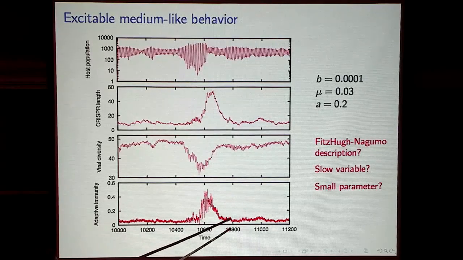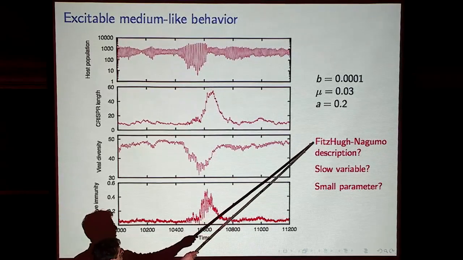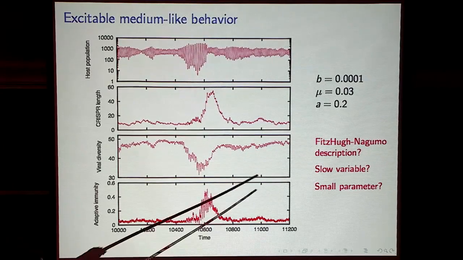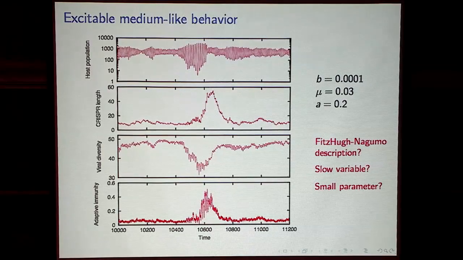So what we'd like to finally end up with is a reduced description which integrates the fast degrees of freedom out and is left with some slow degrees of freedom that are described by some differential equations like the Fitzhugh-Nagumo description, if that tells you anything. But from now on, so I showed you this, the system is really rich. And in the rest of the talk, I'm going to ignore this richness.